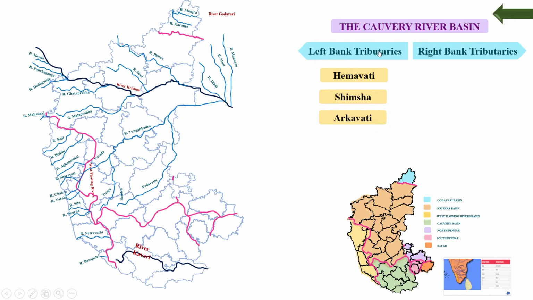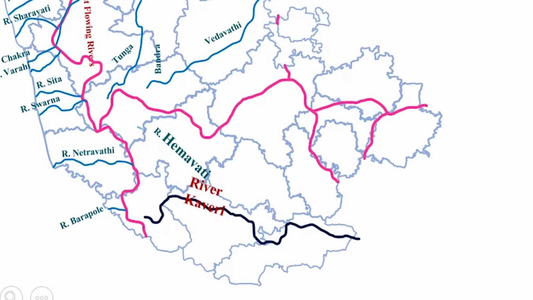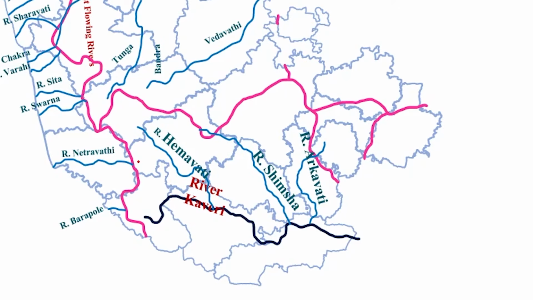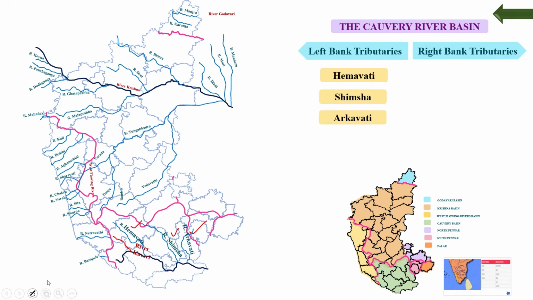The first one is the Harangi, followed by Hemavati, Shimsha, and Arkavati rivers. The first one, that is Harangi, is missed in animation. So this is Harangi river, the first one, followed by Hemavati, Shimsha, and Arkavati rivers. These are the important left bank tributaries.